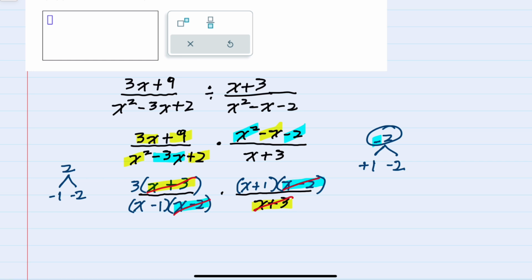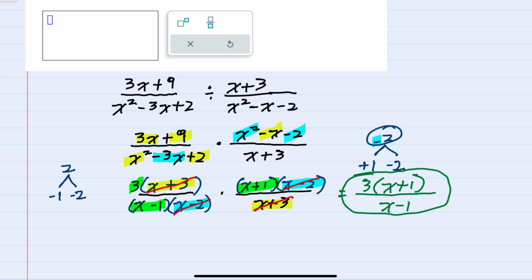Those will also cancel, and I'll be left with the 3 times x plus 1 in the numerator and just the x minus 1 in the denominator. This has been factored and simplified as much as possible.